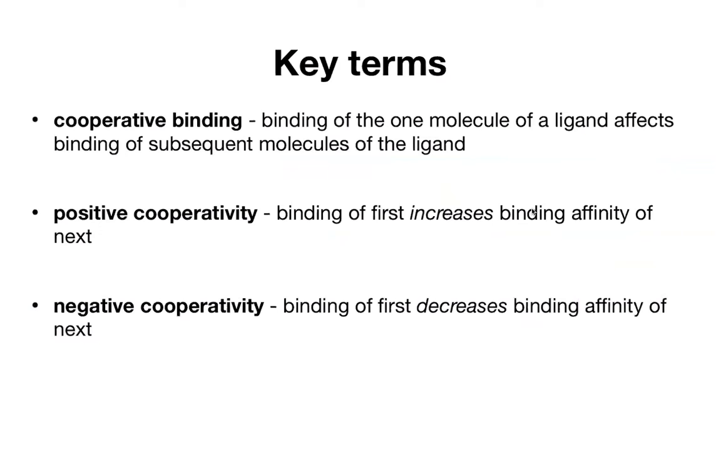So we have these key terms that you need to know. Cooperative binding is when the binding of one molecule of a ligand affects binding of subsequent molecules of a ligand.